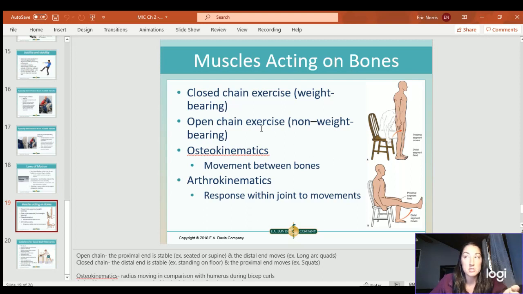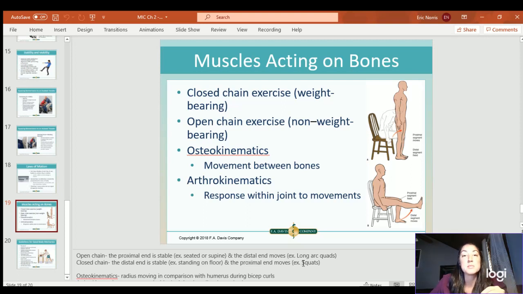Open chain exercises are in a non-weight bearing position, and the upper portion, the proximal end, is stable while the distal end moves. So if you're seated or laying down and you're doing leg kicks or leg lifts, or anything where you're moving the foot, but the hip and the trunk are staying in one position, that is an open chain exercise. So the proximal end, your trunk, is stable, and the distal end, your foot, your lower leg, is moving.